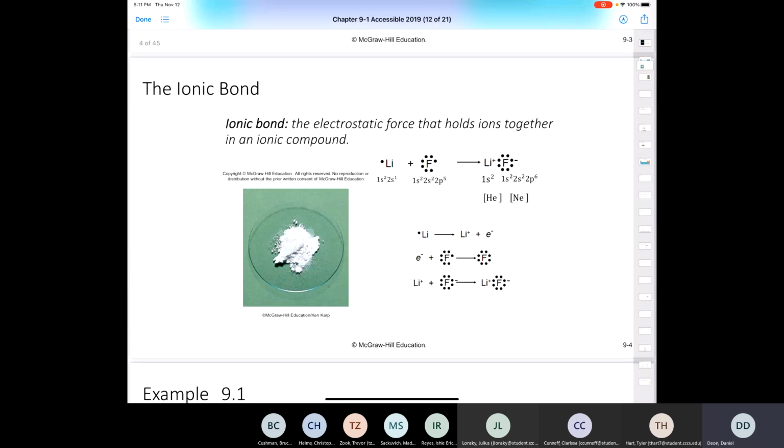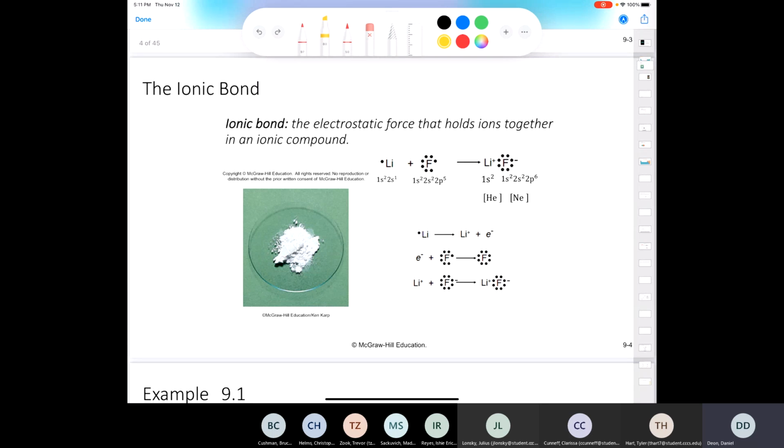The first type of bond that we want to discuss is an ionic bond. An ionic bond is an electrostatic force that holds ions together. Well, what's an ion? Remember that an ion can be either a cation, which is positively charged, or an anion, which is negatively charged.